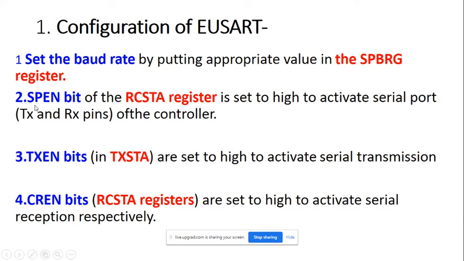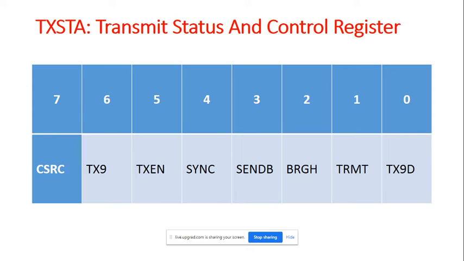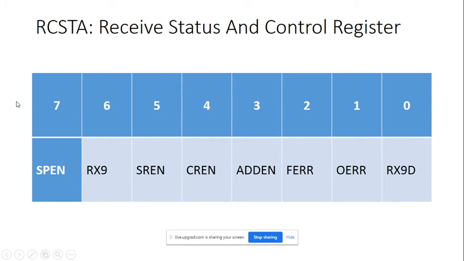The next task is you must enable the serial communication. That means the SPEN bit, the serial port enable bit, must be 1. Then only serial communication will be possible. You are enabling the serial port. And in which register is this bit available? It is the receive status and control register, which we already discussed. I will just show that. This is your receive status and control register. Within it, this bit must be 1. Then only serial communication is possible.